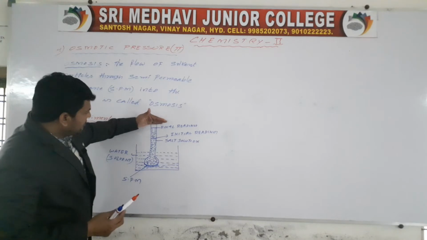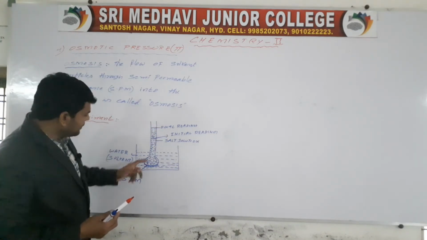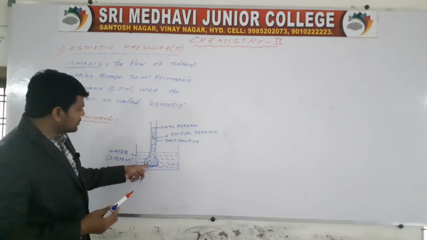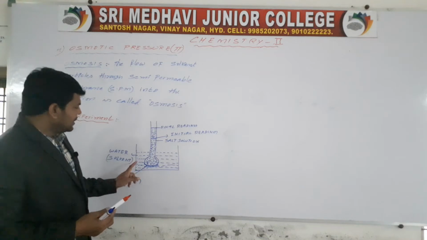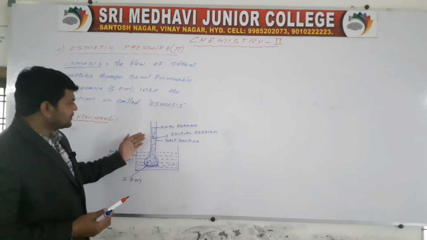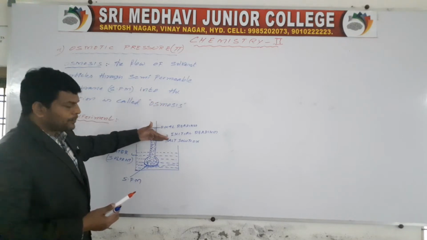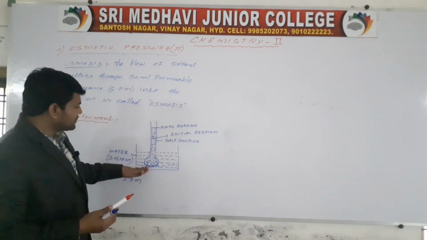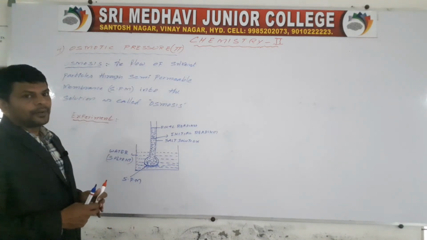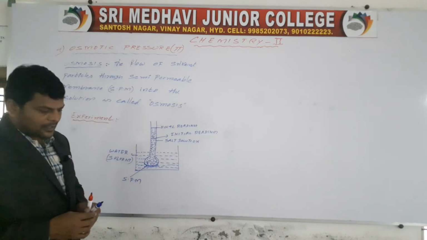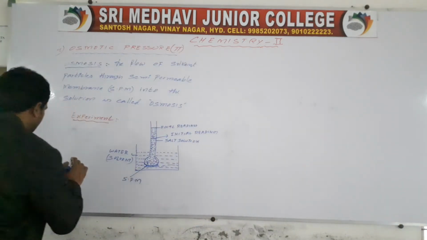For bringing this final reading to the initial position, we are applying some pressure. Then the entering of solvent particles through the semi-permeable membrane into the solution will stop. Due to applying this pressure, osmosis will stop. So that is osmotic pressure. Osmotic pressure means the amount of pressure required to stop the phenomenon of osmosis.